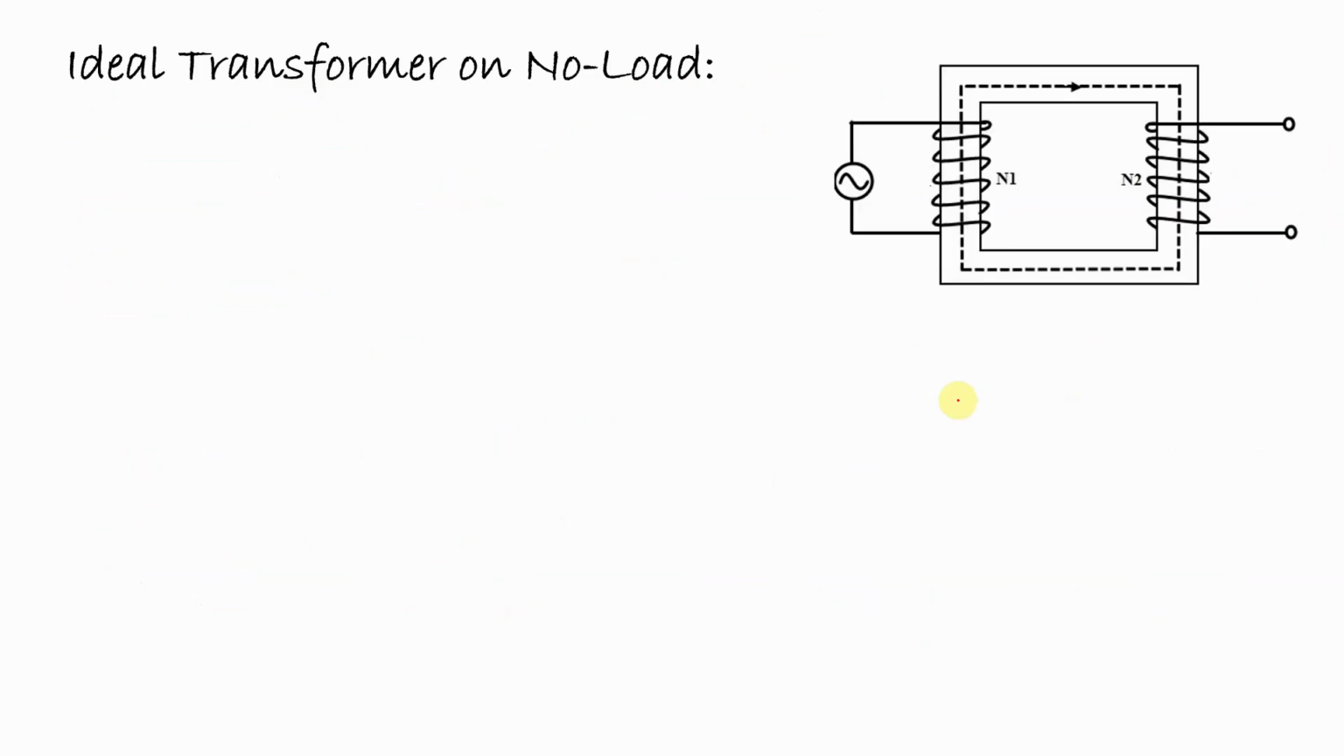So again, the circuit is here. V1 is the voltage applied. N1, N2 are the number of turns. Current here is Im. The EMF induced in the primary is E1, and here it will be E2. Here it is at no load condition, so no load is connected here, and the mutual flux produced is phi m. Let's try to draw the phasor diagram of all the parameters for an ideal transformer at no load condition.